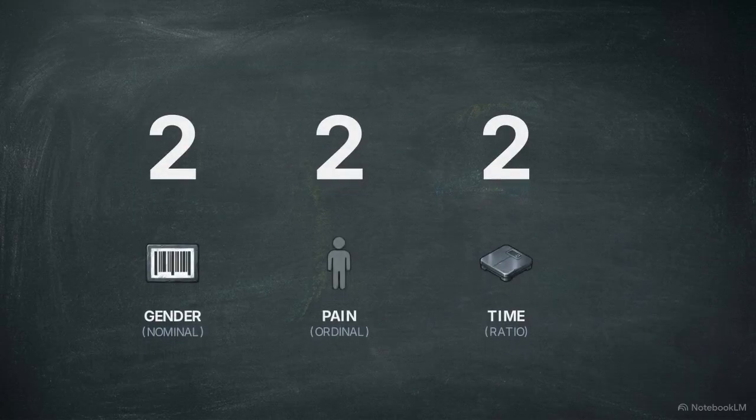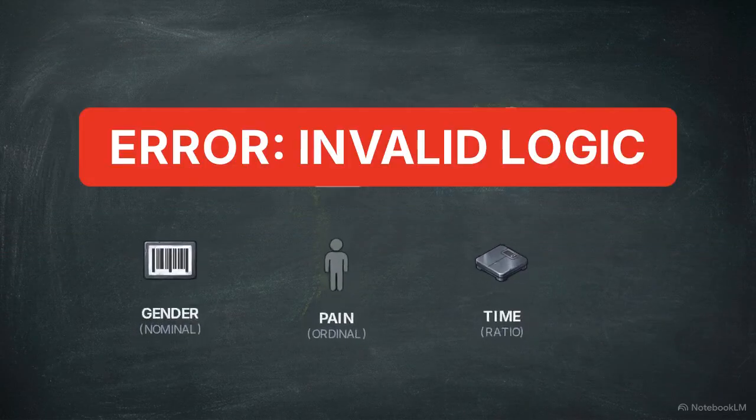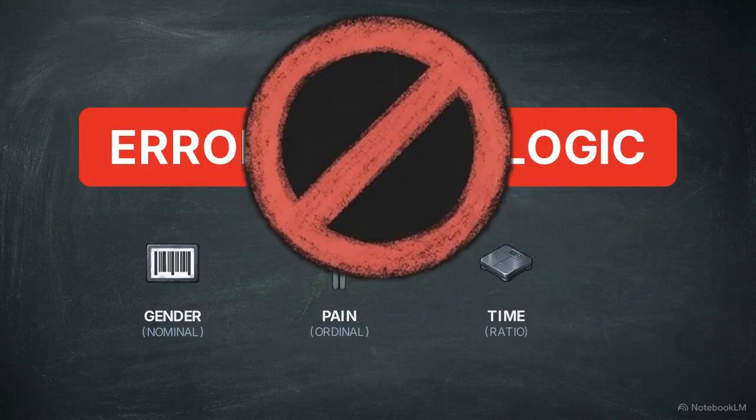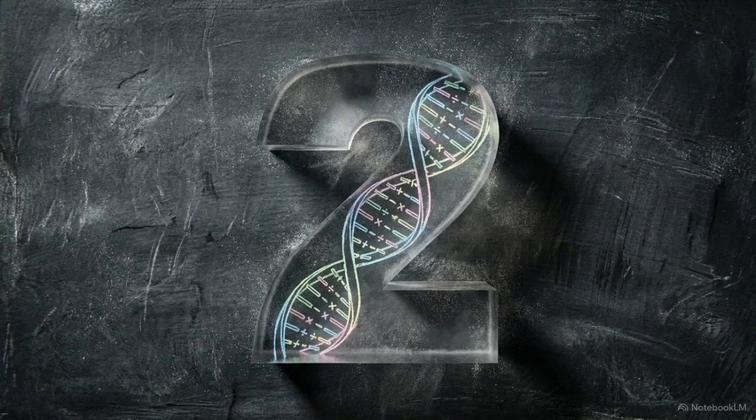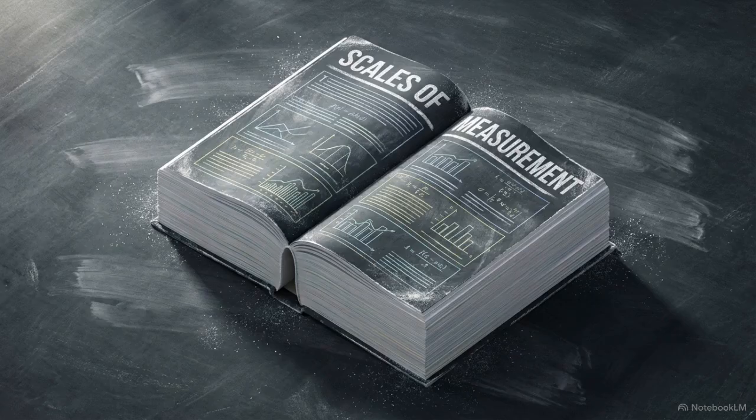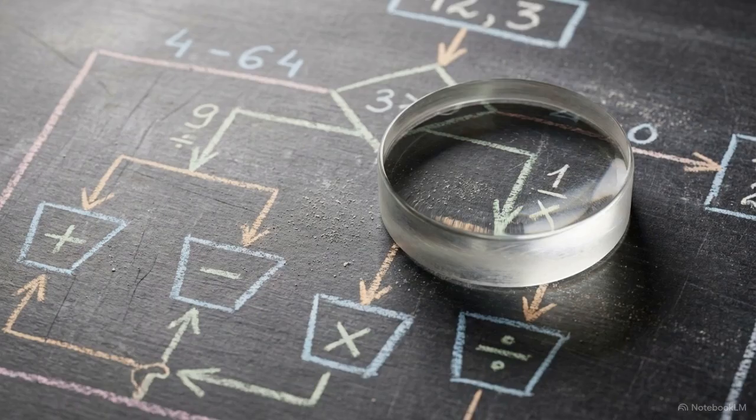But treating a demographic category code with the same mathematical logic as a measure of time produces invalid statistical analysis. The resulting conclusions will actively mislead clinical practice. Before researchers can select a valid statistical test, they must properly identify the mathematical DNA of their data. Statisticians solve this problem using the scales of measurement. This strict classification system defines which mathematical operations are valid for a given set of numbers.